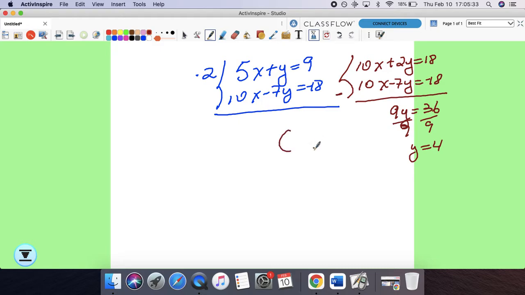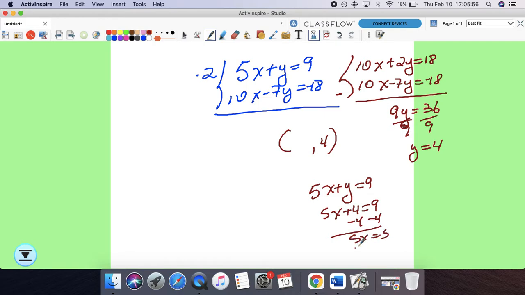So we have the y coordinate, we need the x coordinate. Pick any of the equations. Let's just pick the 5x plus y. So 5x plus y equals 9. I'm going to substitute the y, which was 4, and I get 5x plus 4 equals 9, minus 4, minus 4.